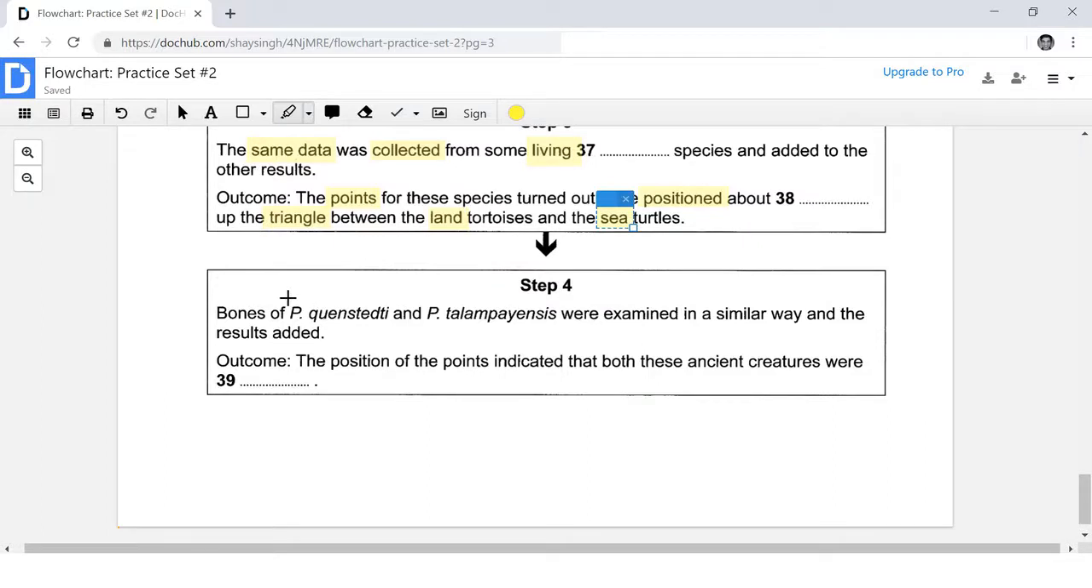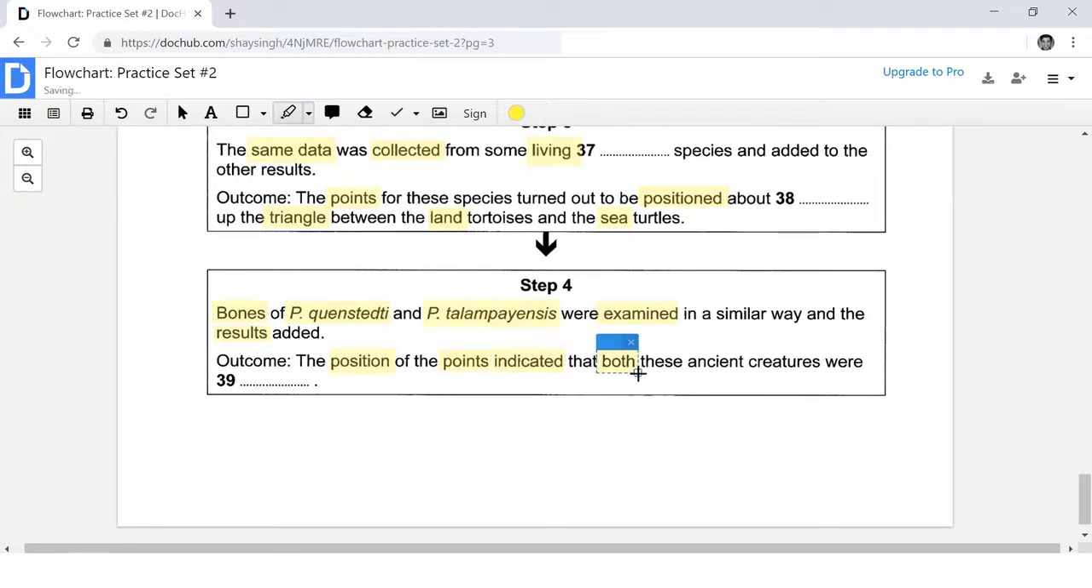Finally, we have step number 4, something about bones, and look at that. We have excellent keywords right here. Now that is going to be very easy to find. They are italicized and they are also proper nouns. Now, something about these species being examined in a certain way, and something about results and outcome down here. Here we have position of the points. Position indicated something.